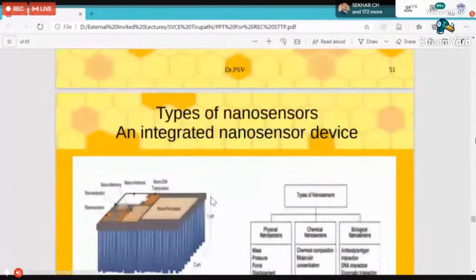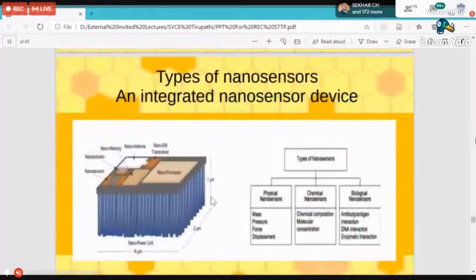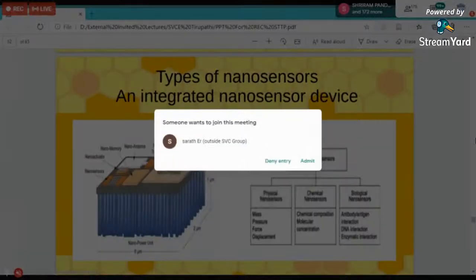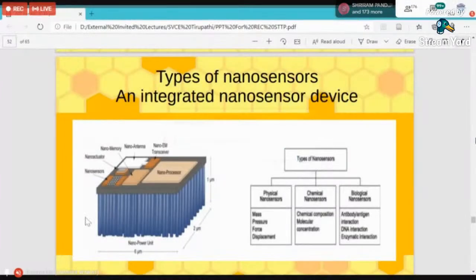Now, types of nano sensors, how the nano sensors are characterized, how you view the nano sensors. You can say nano processes, everything. It depends on NEMS, you know. You can say NEMS and MEMS, two types of branches are there. Anyway, this is extensively used in many sensor applications.